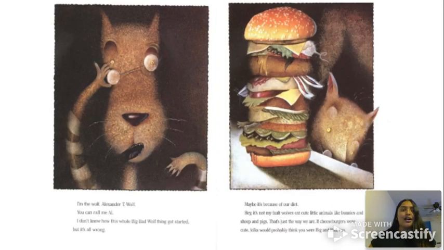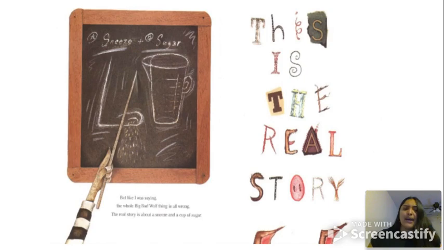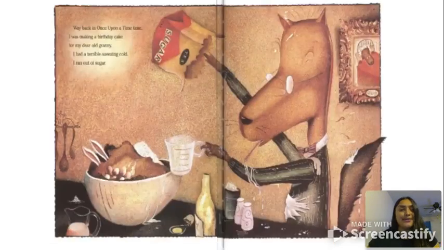Great job. I'm the wolf, Alexander T. Wolf. You can call me Al. I don't know how the big bad wolf thing got started, but it's all wrong. Maybe it's because of our diet. Hey, it's not my fault we eat cute little animals like bunnies and sheep and pigs. That's just the way we are. If cheeseburgers were cute, folks would probably think you were big and bad too. But like I was saying, the whole big bad wolf thing is all wrong. The real story is about a sneeze and a cup of sugar. This is the real story.